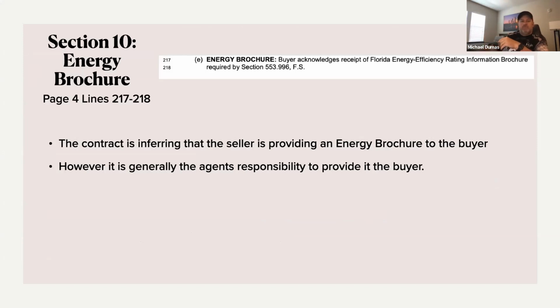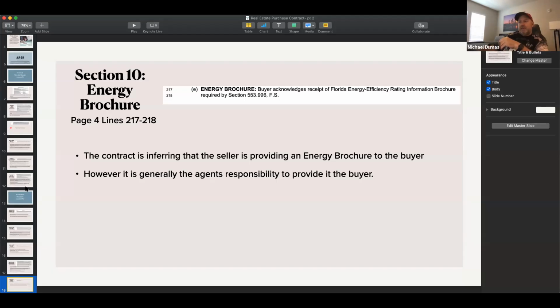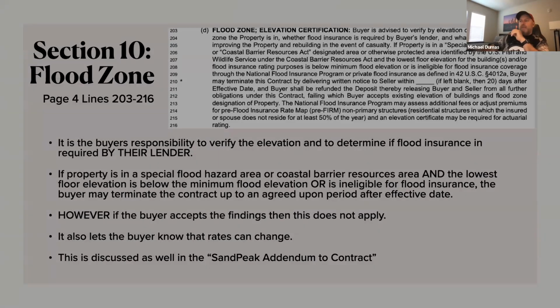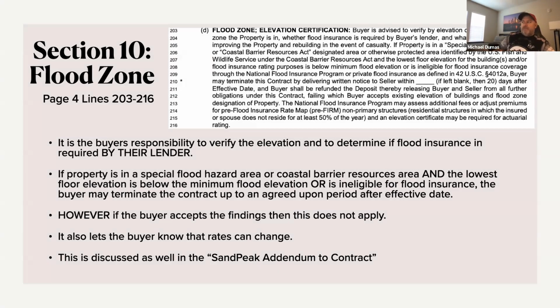That's very important because I want to go back to it. That's a very important one. Let's see here. Let me come back here. Let's play it again. Buyer may terminate the contract up to an agreed upon period after effective date.